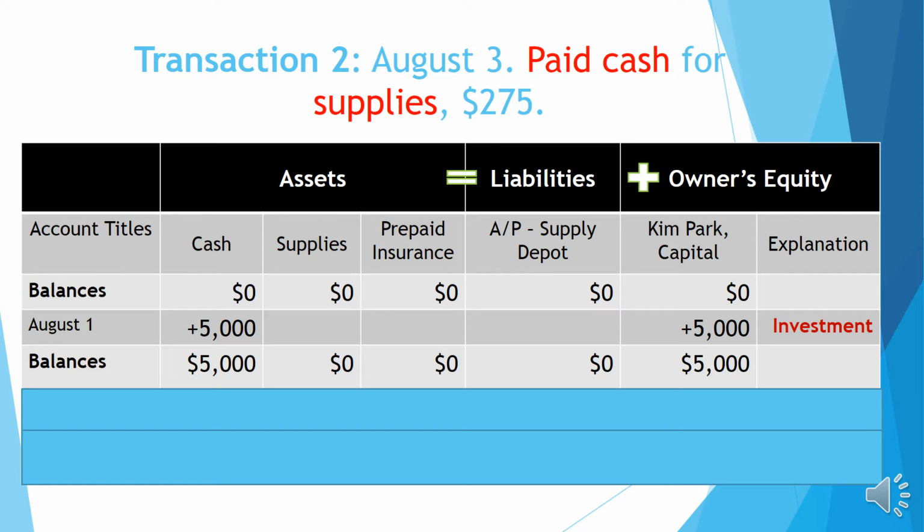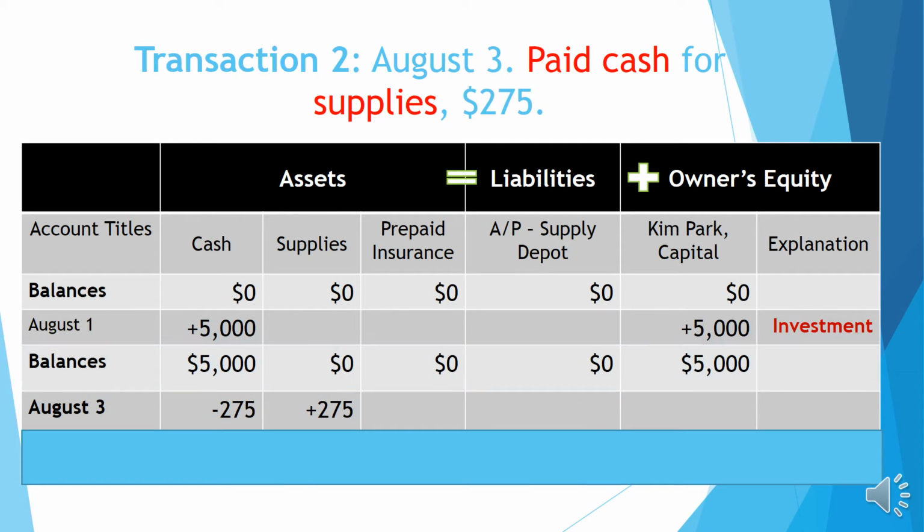So let's record our transaction. We're going to write August 3rd. In the cash account, we're going to write a minus 275 to show that our cash account is decreasing. We're going to go to our supplies account and we're going to write plus 275 to show that we have more supplies in our business.